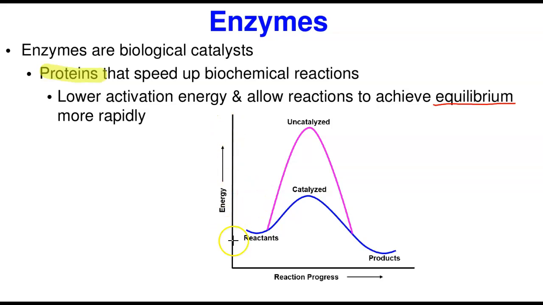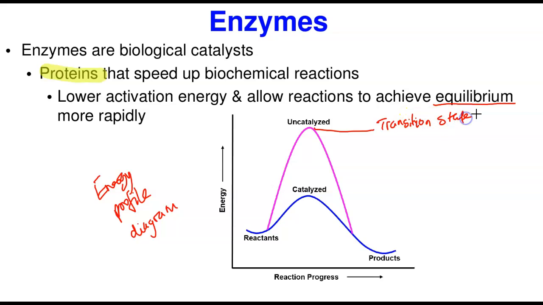This is the energy profile diagram of an enzyme catalyzed reaction. What is happening here? You see, without an enzyme, in the uncatalyzed reaction, at the pinnacle here is the activated complex, or the transition state. Let me use the word transition state. This is the transition state.